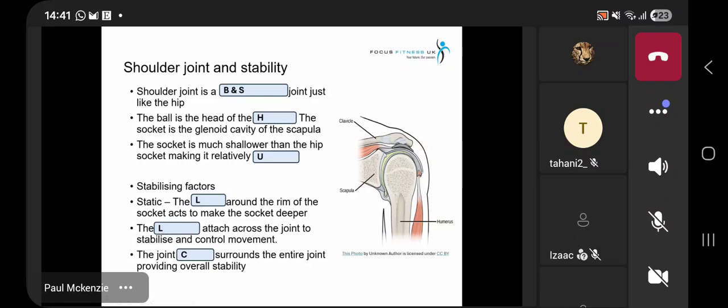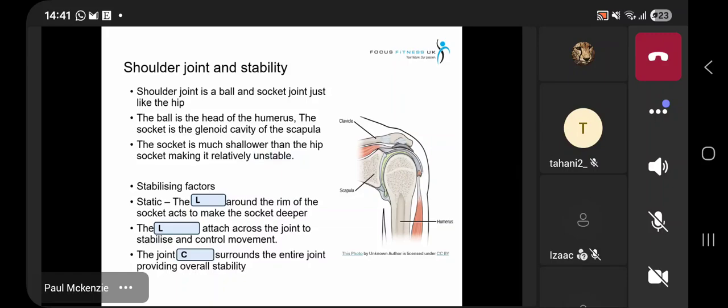So what type of joint did you say it was? The B and S. Okay, so ball and socket. The ball is the head of what bone? Okay, so your arm bone is the humerus. The socket is much shallower than the hip socket, making it relatively less stable.